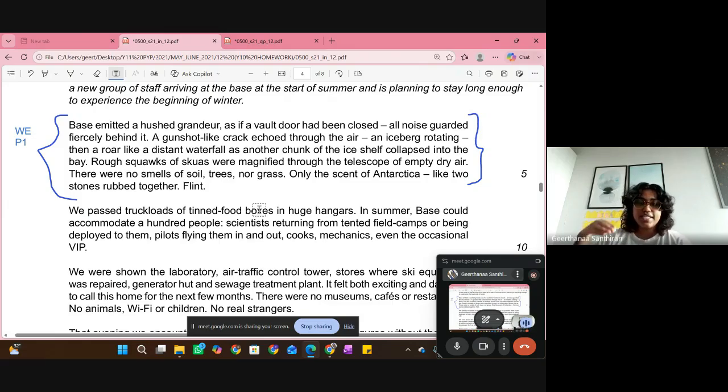So you need to quickly read this paragraph and brainstorm, right? Ask yourself questions, think about what the techniques are here. Are there many things I can say about it? And then choose three. Again, there's no right answer. As long as you choose three and explain them well, you should be fine. So I'm going to choose "hushed grandeur", "gunshot like crack", or "roar like a distant waterfall". Okay, so I have my three phrases.